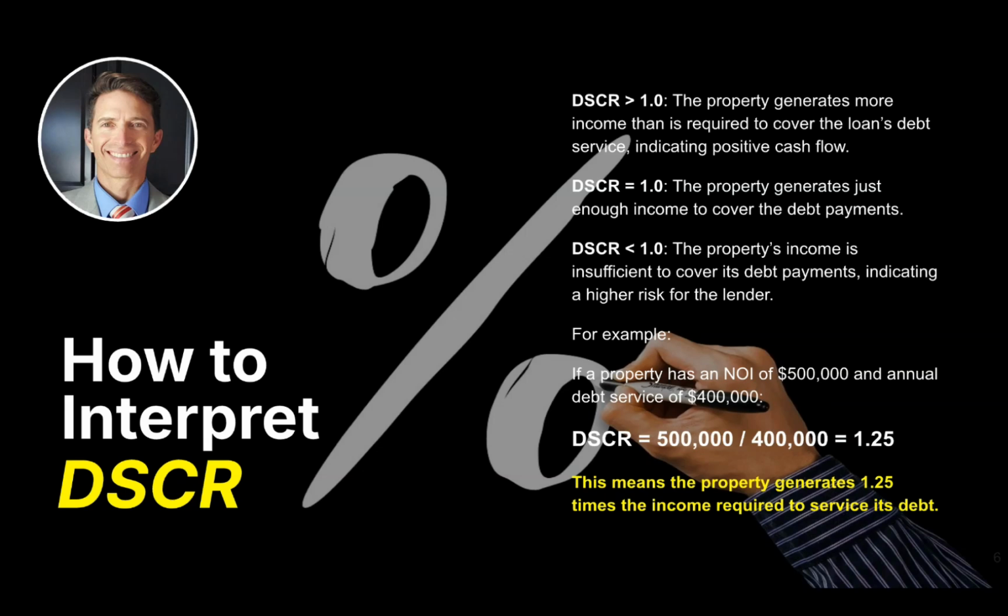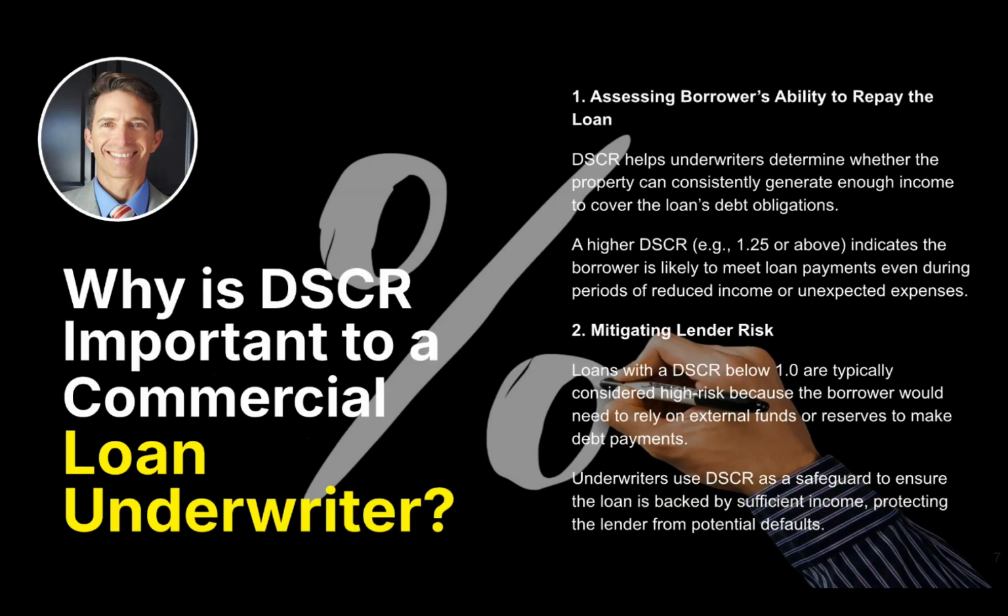This will be a common example when you do commercial loans, and this is something that you need to master time and time again. Why is DSCR important to a commercial loan underwriter? First of all, assessing the borrower's ability to repay the loan. So DSCR helps underwriters determine whether the property can consistently generate enough income to cover the loan's debt obligations. Are you going to be able to pay the debt time and time again? A higher DSCR, which we just did in the example, a 1.25 or higher, indicates that the borrower will definitely be able to make the loan payments even during periods of reduced income or unexpected expenses.